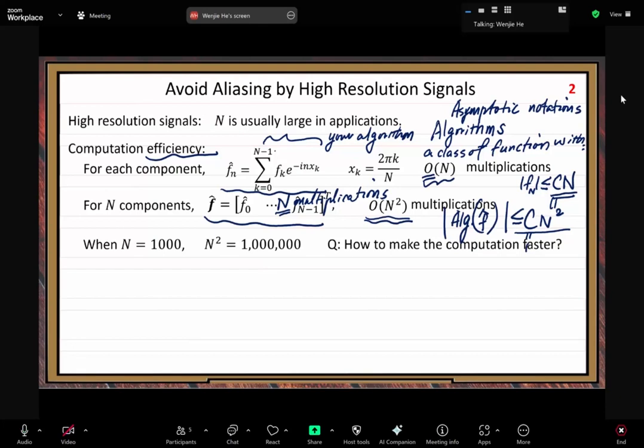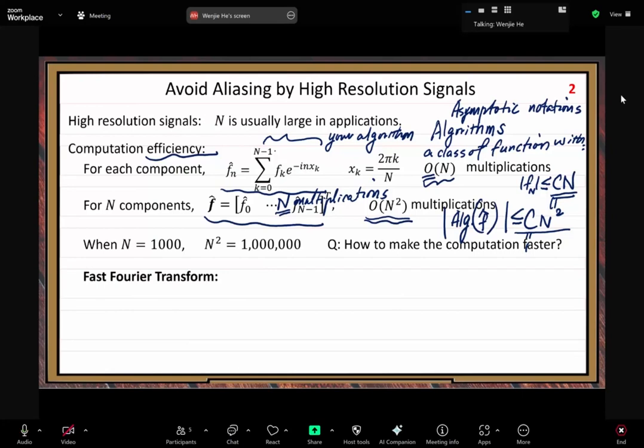All right. How to make the computation faster? So our next question, how to make the computation faster? How do we take advantage of the structure of the Fourier matrix? Now, the structure is very special. Can we explore its structure properties such that we can use that special structure to make our computation much faster? That's the next question. Fast Fourier transform answers this question.